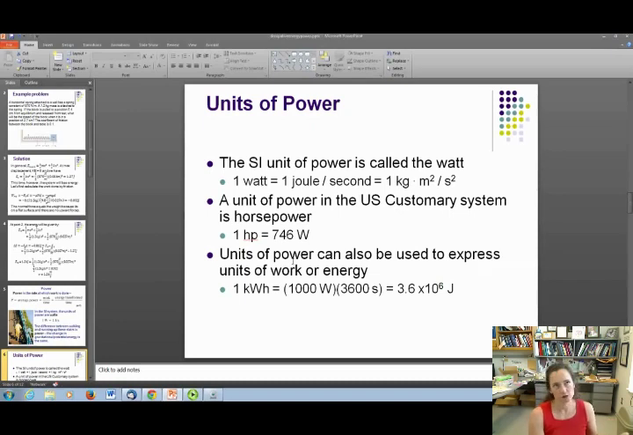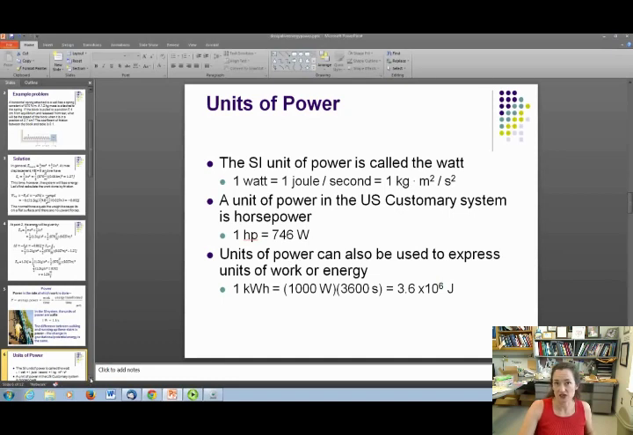So a more reasonable unit of energy for power consumption is the kilowatt hour, and that's what you'll see on your electricity bills. A kilowatt hour is 1 kilowatt, which is 1,000 watts, multiplied times the number of seconds in an hour, which is 3,600. So 1 kilowatt hour is equal to 3.6 times 10 to the 6 joules. That's 3.6 million joules of energy. And it's a more reasonable unit, like I said, for power bills. So it gets used a lot, the kilowatt hour.